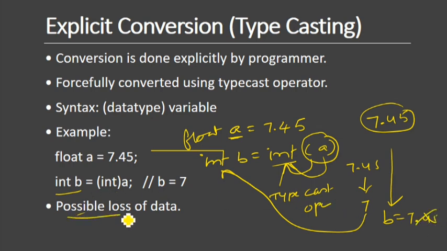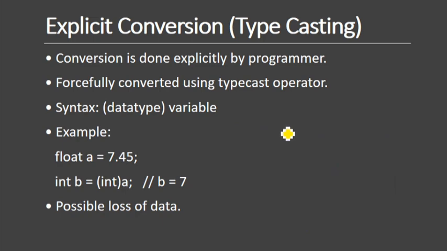So in this there is a possibility of loss of data. Explicitly we have to convert; internally it doesn't convert automatically. Clear? So implicit conversion is done internally by the compiler. It is also called type conversion or automatic conversion. But for explicit conversion, the user has to use the typecasting operator to convert one data type into another data type. There is a possibility of loss of data.